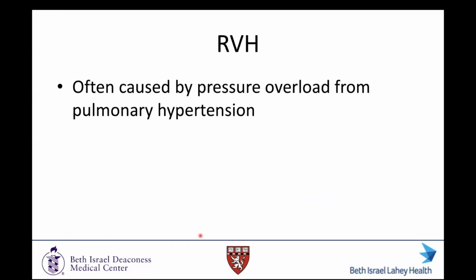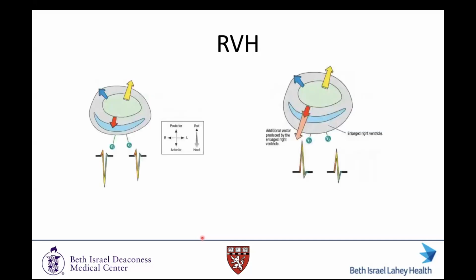So next, we're going to shift gears and talk a little bit about RVH. So RVH is often caused by pressure overload from pulmonary hypertension. And so when we're talking about RVH, we're going to go back to our same picture. So similar to LVH, you have the additional vector that's produced by the enlarged right ventricle, and that's going to add to the normal vector that's pointing in this direction. So you can imagine that in the leads where this vector is pointing towards, you would expect to see a more positive deflection, and that happens to be V1 and V2.